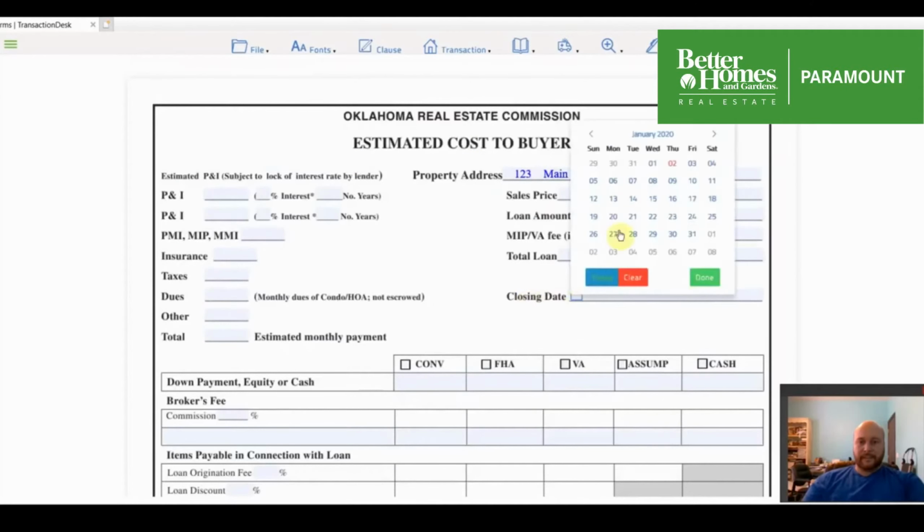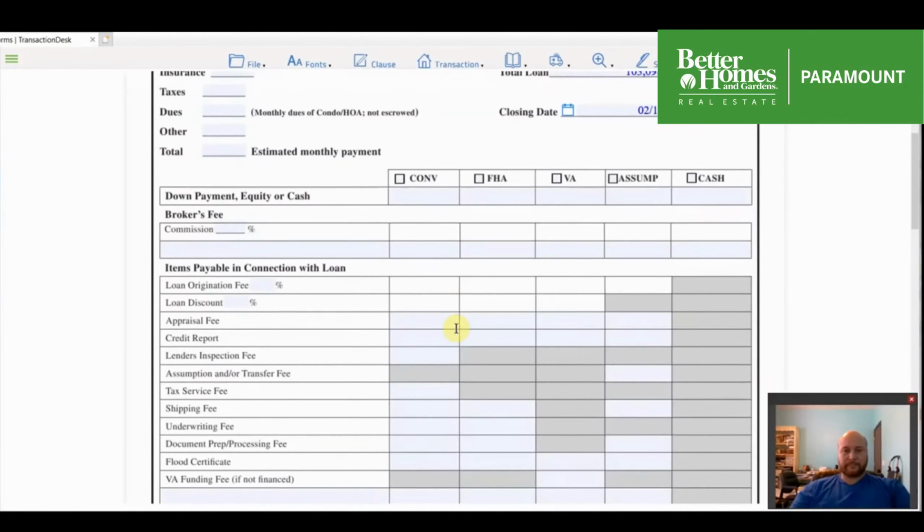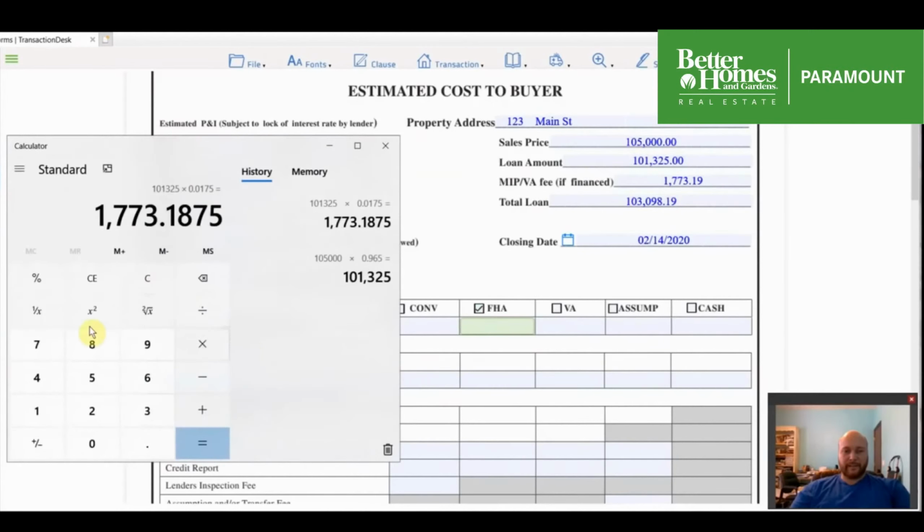And then let's just say closing is going to be, let's push that out another week, February 14th. And then this is an FHA loan example. So you take the difference, 105 and 101, for the 3.5%. I like to do 3.5%.